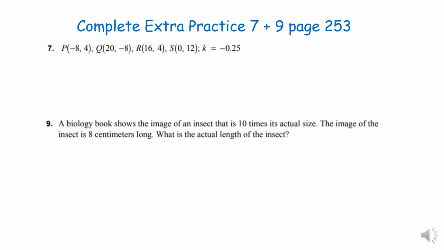Okay, so again, I would push pause if you want to work this out. So you're going to take each of these points and you're going to multiply it by the K. Now in my case, I would probably multiply by 1/4. I think that would be easier. So take a second, push pause, see if you can get these numbers, and then I'll put them up and you can see how you did.